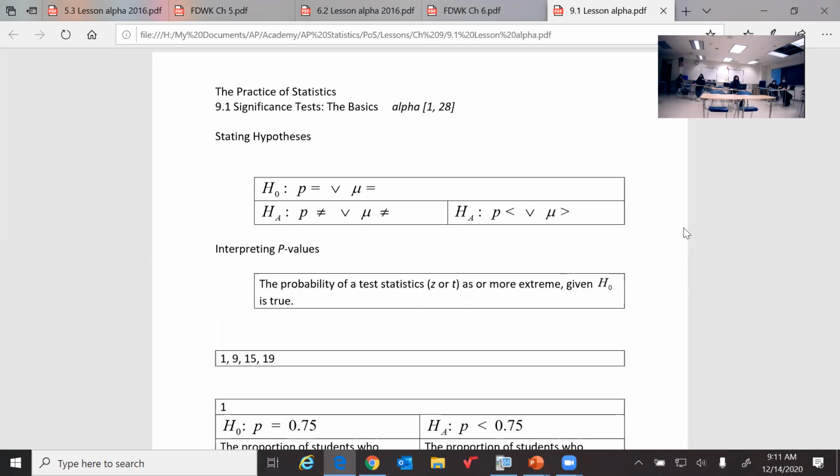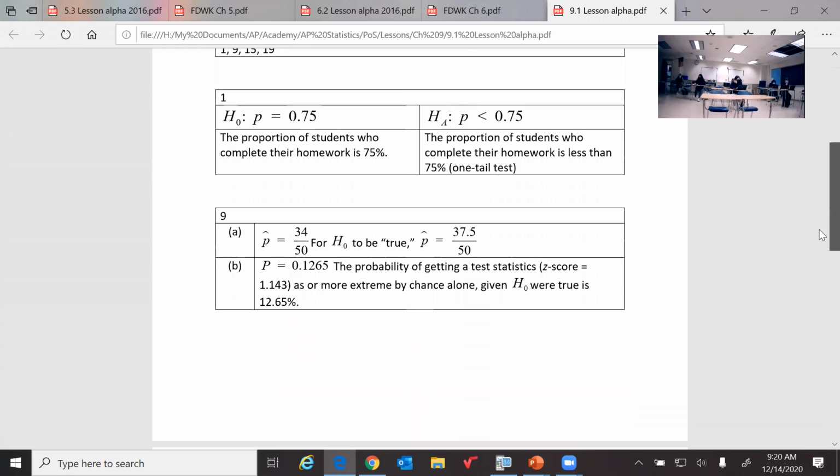Right? So we're going to pause the video and have you go to 4 questions: 1, 9, 15, and 19. Number 1, the null is that the true proportion of kids who do their homework is 75%. The alternate is that it's less than 75%, because it says the teacher, Mr. Tabbitt, believes less than that. So it's a one-tailed test.